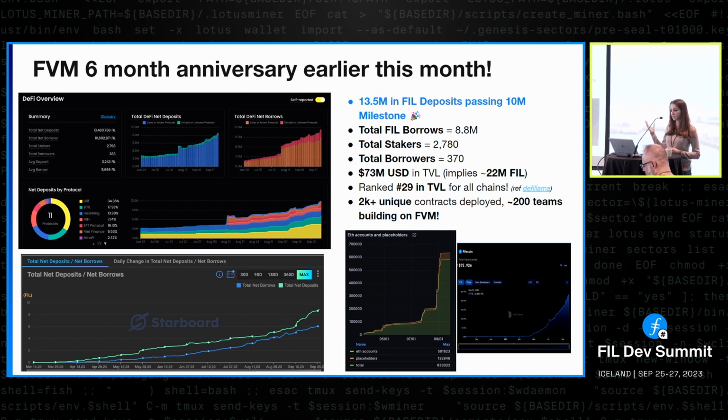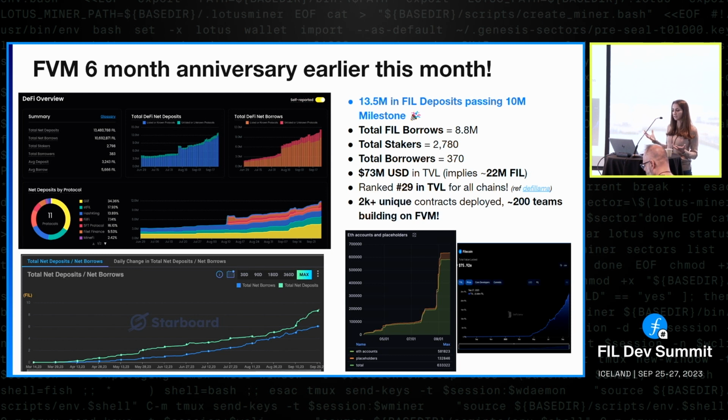Another key metric is that we set a really ambitious goal of being in the top 30 on DeFi Llama, and as of this morning we reached 29. DeFi Llama ranks all chains based on a TVL definition defined by their measures, and we reached 73 million this week. That implies 22 million Filecoin.